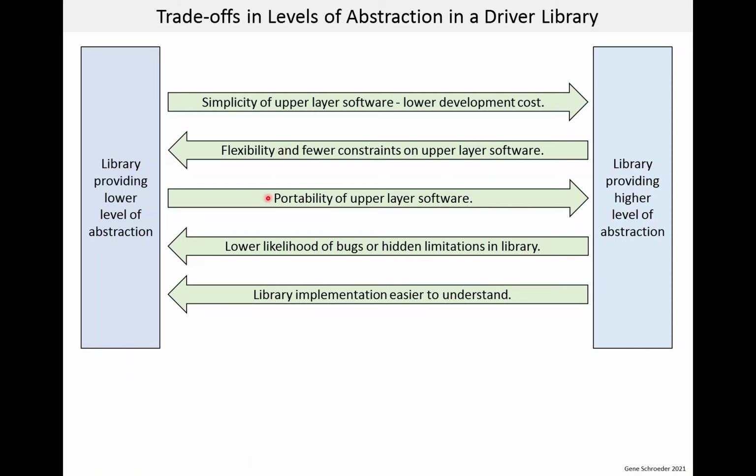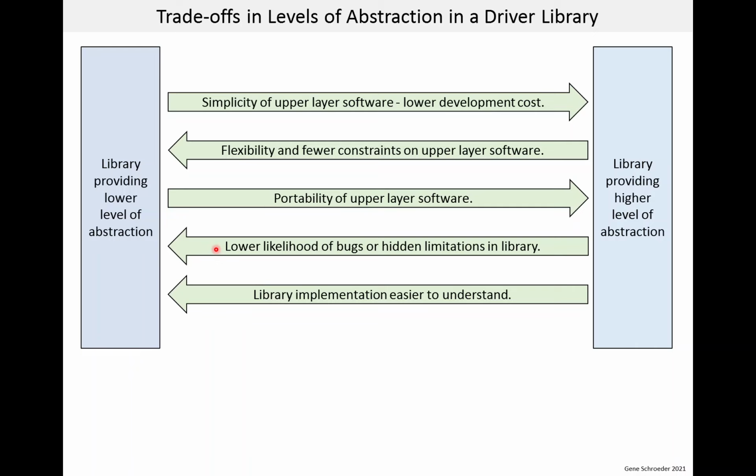Portability of upper layer software becomes greater with more abstraction, as you would expect. The fact that some of the details, or more of the details, are hidden means that different kinds of hardware, for example, will look the same to the upper layer software. Now, these properties so far have been more theoretical, more computer science kind of stuff. Now let's look at some more practical issues.